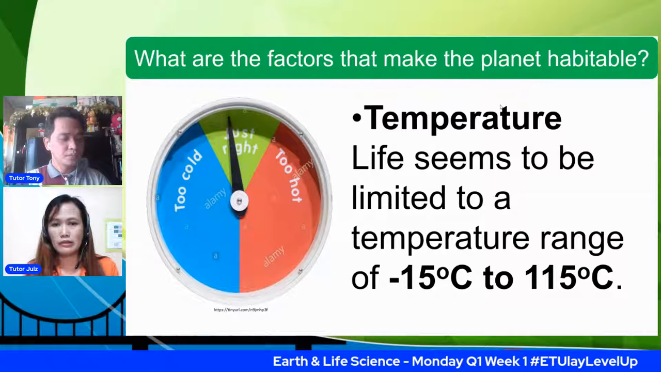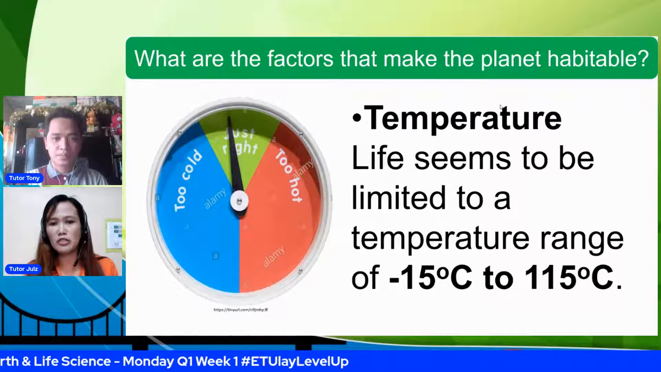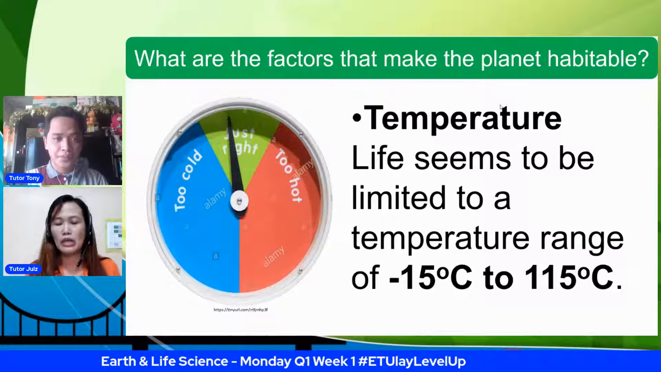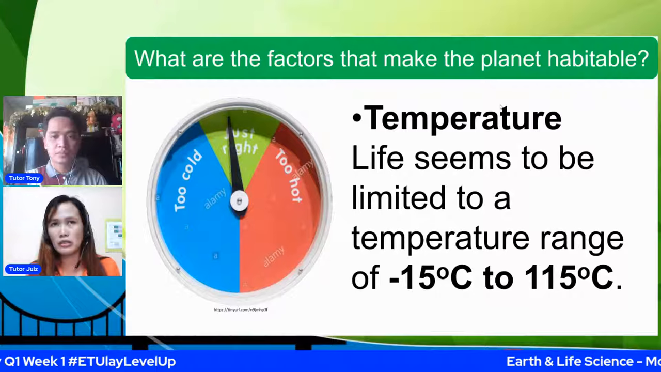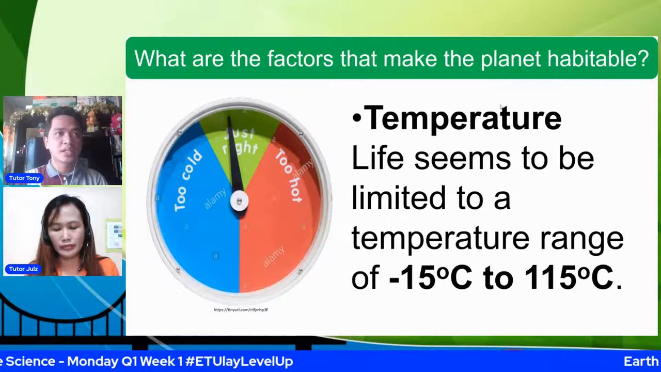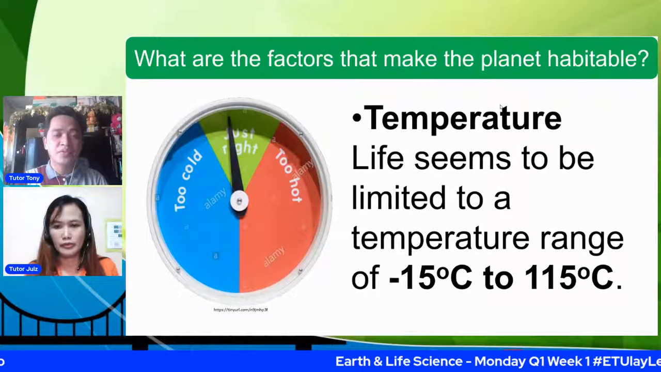It is not too cold, it is not too hot. Life seems to be limited to a temperature range of negative 15 degrees Celsius to 115 degrees Celsius. All the life processes will undergo within that temperature. Higher than that, the other materials that the living organism needs will normally disintegrate or break apart. This will make their cells destroyed, namamatay yung mga cells po nila. So tandaan, it's between negative 15 degrees Celsius to 115 degrees Celsius.